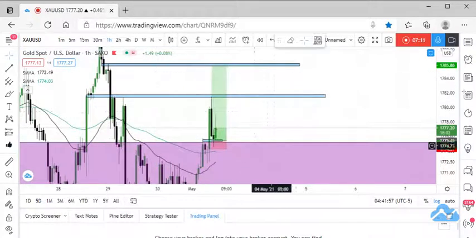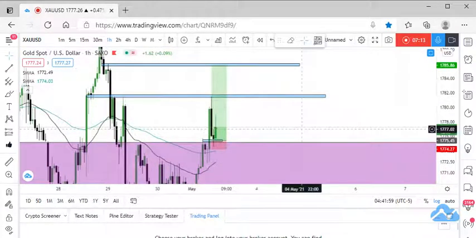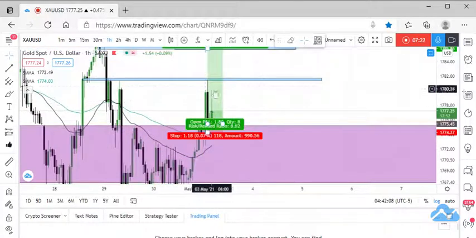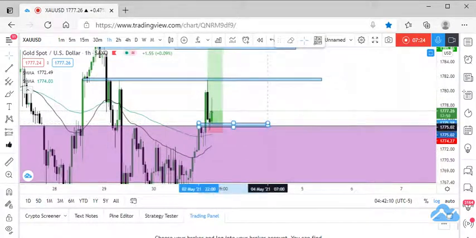So that's the breakdown of my gold trade. It's what, 4:40 a.m.? I already have my stop loss and my take profit set, so I'm gonna go to sleep on this trade and see what it does.